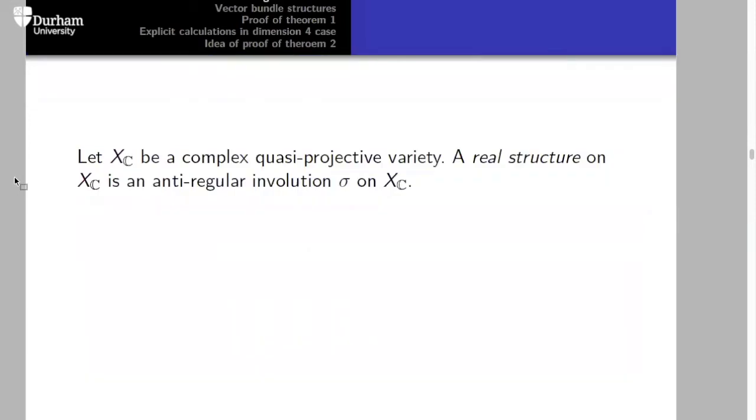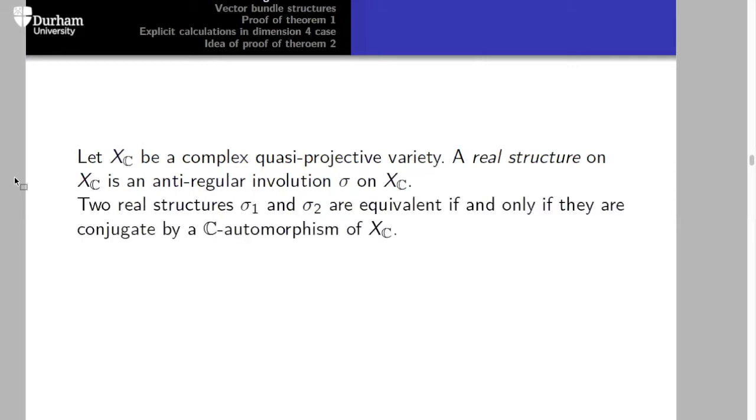So let's go. Okay, if I have X_C, a complex quasi-projective variety, affine or any other quasi-projective variety, a real structure on it is given by an anti-regular involution. It's basically telling me how to conjugate on my variety. Two real structures, sigma 1, sigma 2, are equivalent if and only if they are conjugate by a C-automorphism of the complex variety.